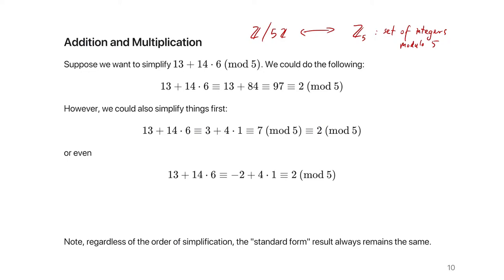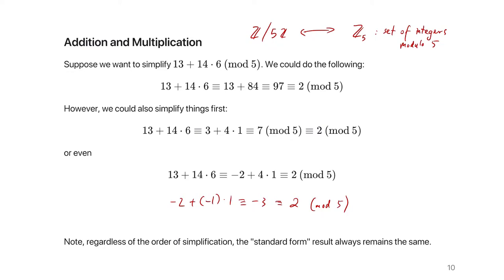So I can change 13 to negative 2. I can honestly even change 14 to negative 1. I could have done negative 2 plus negative 1 times 1, which would give me negative 3. But conveniently, that's also 2 mod 5. And if my end result is not 0, 1, 2, 3, or 4, I just subtract 5 or add 5 as many times as I need to until it is in that range, because all of those numbers are equivalent. Negative 3 and 2 are the exact same number modulo 5.